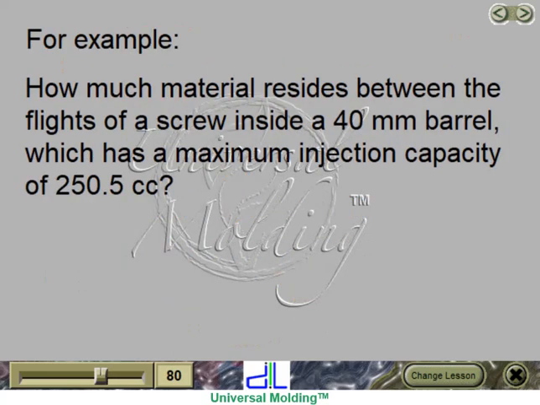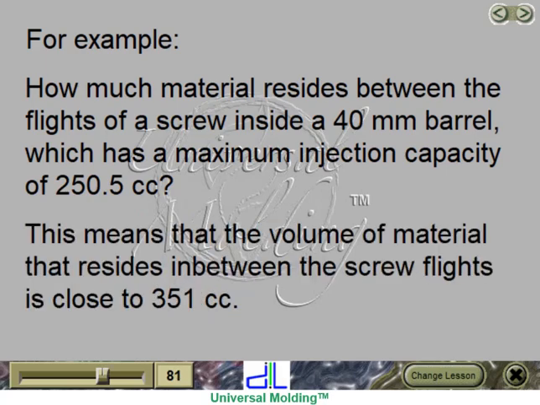For example, how much material resides between the flights of a screw inside a 40mm barrel, which has a maximum injection capacity of 250.5 cc's? Using V sub r equals V sub max times 1.4, we find that it equals 350.7 cc's. This means that the volume of material that resides in between the screw flights is close to 351 cc's.